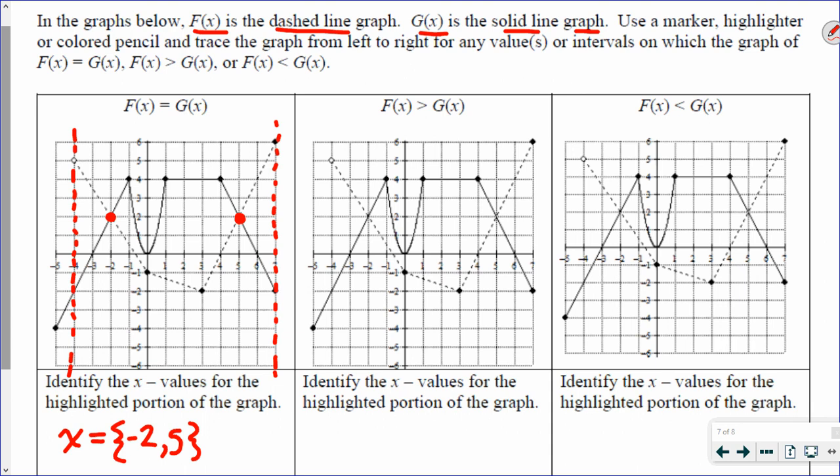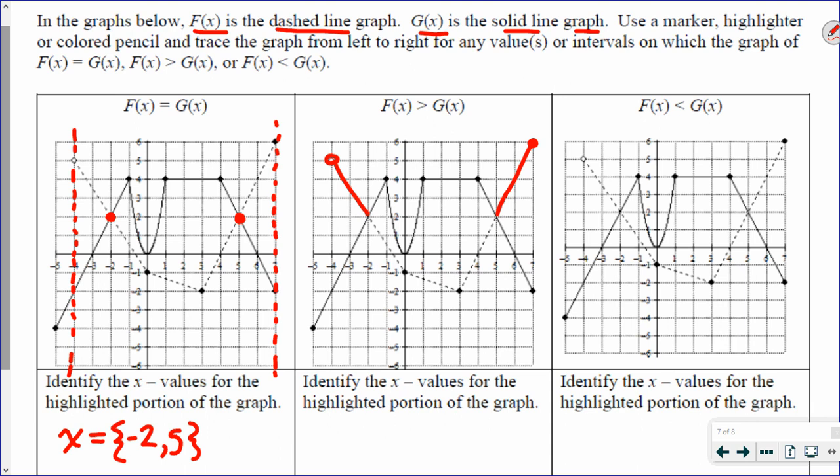If we want to find where f of x is greater than g of x, again, we're looking for where the dashed line is above the solid line. Where is the dashed line above the solid line? So I'm noticing here and also here, the dashed line is above the solid line. So in that case, to identify the x values, we have to use an interval. And in this case, we're going to have two intervals, one for each part of the graph.